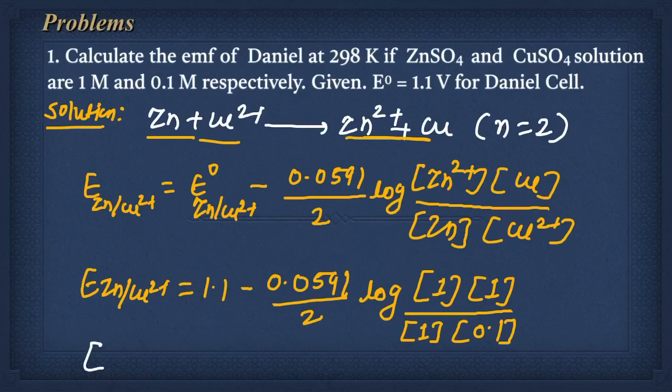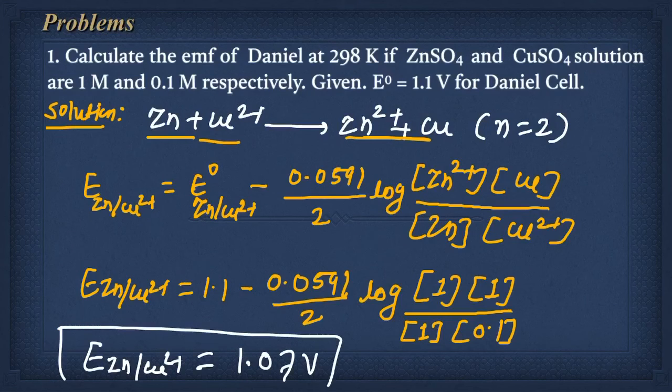So E Zn Cu2+, the EMF of the cell, if the concentrations of the two solutions are different, we got 1.07 volt. Okay, so this is the final EMF value when the concentration of the zinc sulfate is 1 molar and the copper sulfate 0.1 molar. Okay, so in this way we can easily calculate the cell EMF if there are different concentrations.